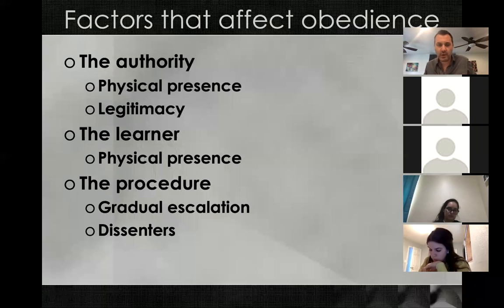Now, what the researchers want to know is, will the presence of this one dissenter lead other people, the actual participants, to dissent as well?